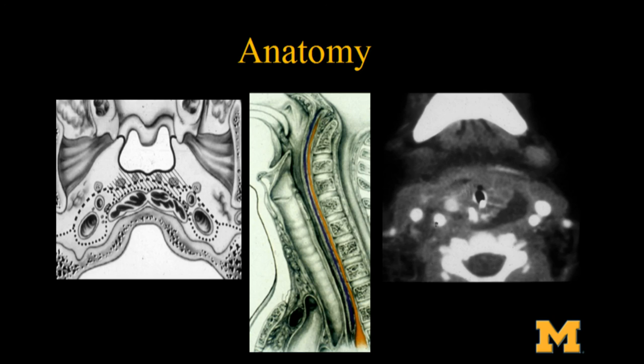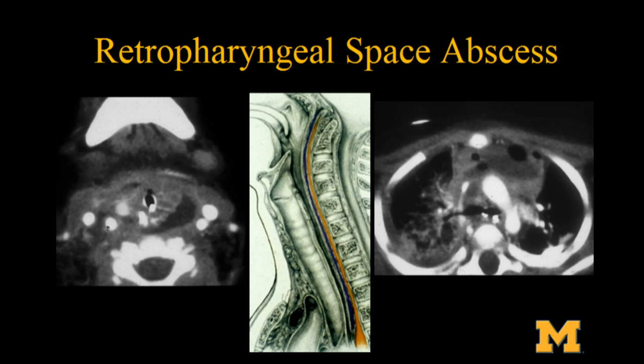And remember, the retropharyngeal space is the space behind the pharynx. But the retropharyngeal space extends all the way down into the mediastinum. And it ends between T2 and T6. So anytime that you are suspecting an infection involving the retropharyngeal space, make sure that you extend your imaging studies down into the upper mediastinum, because in this case, this abscess extended all the way down into the chest area. So remember that conduit of spread.